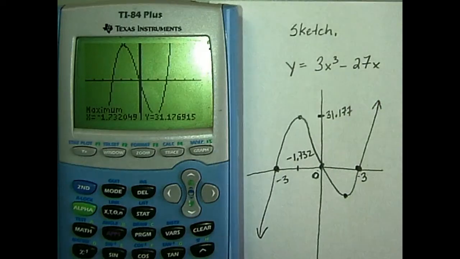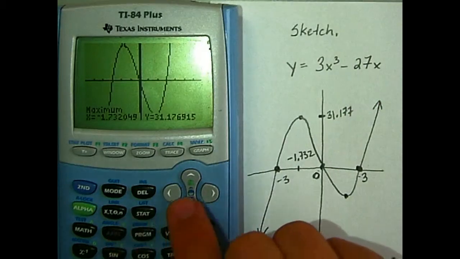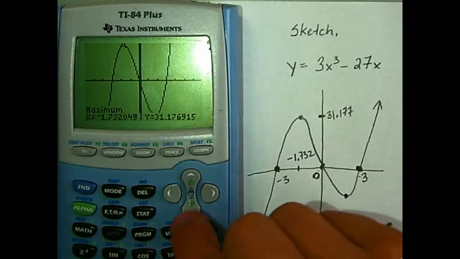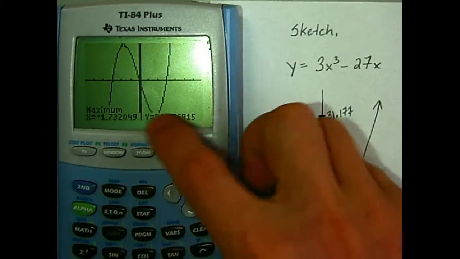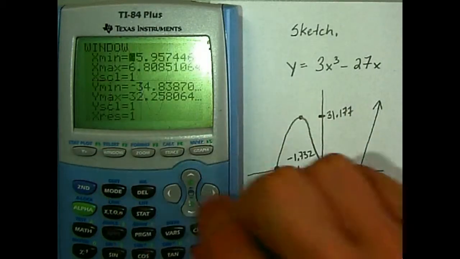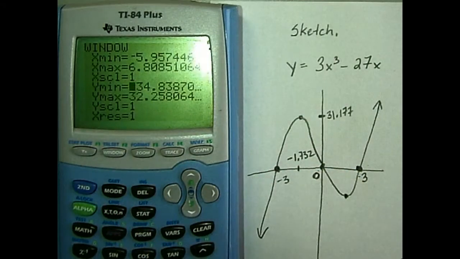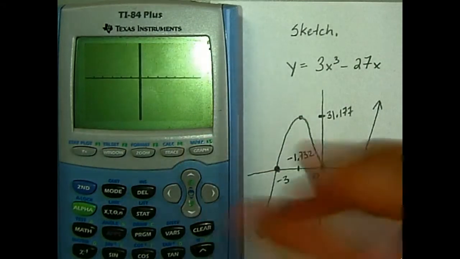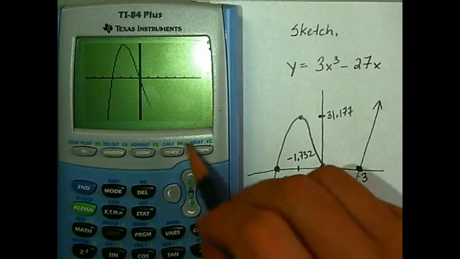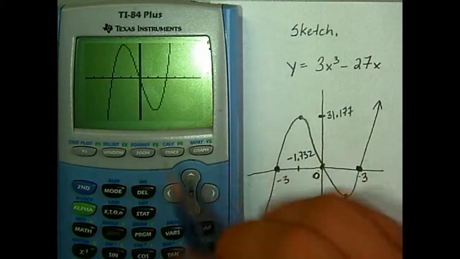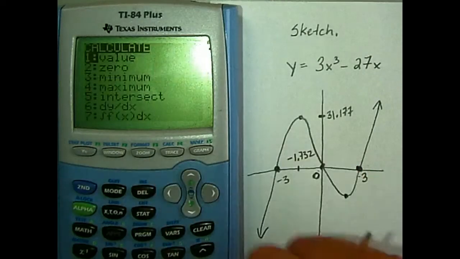Now I'm going to find the minimum point down here someplace. I'm going to make my window a little bit bigger so I can see the minimum. I see that my y min is -34. I'm just going to make it -40. You don't have to do this, it just makes it a little easier to work with. And now I'm going to find my minimum value.